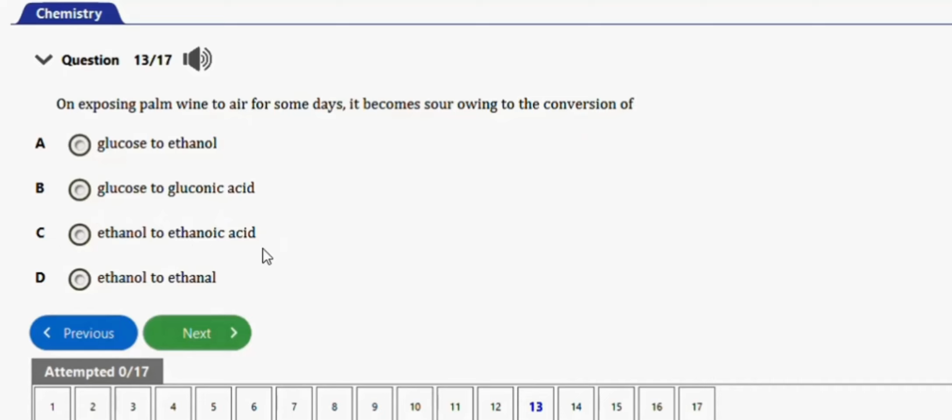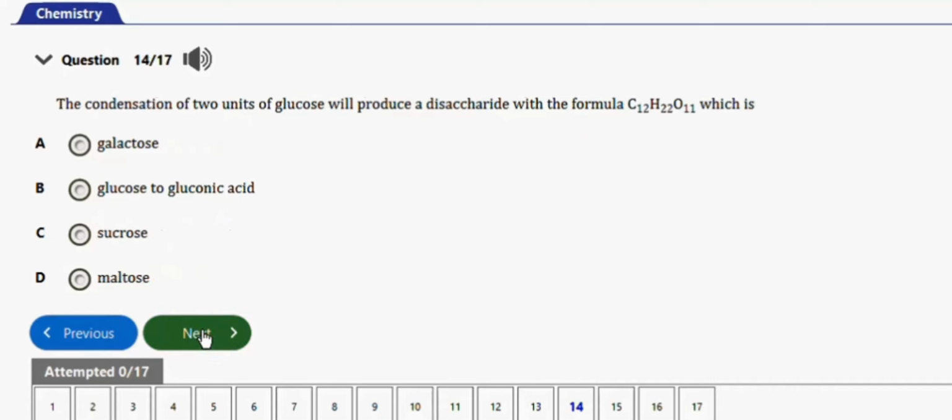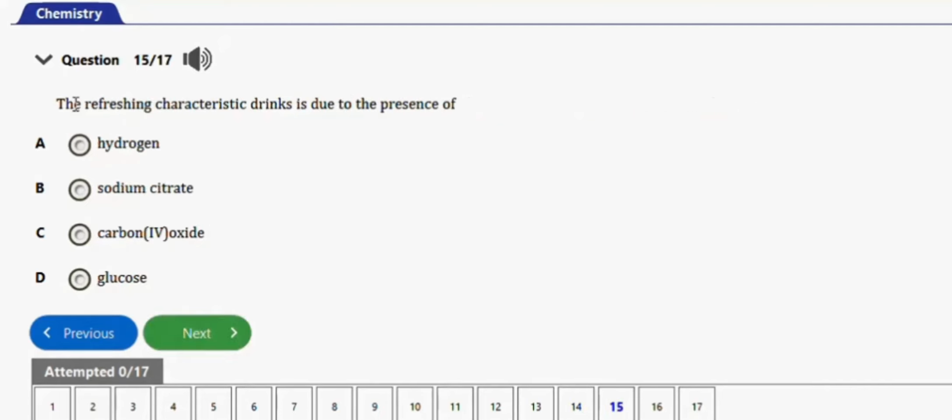The next simple question will be this one. It says the condensation of 2 units of glucose will produce a disaccharide with the formula, which is, so this shows that what we have here will be our maltose. Okay, option D. The next simple question will be this one. It says the refreshing characteristic of drinks is due to the presence of, so this is an obvious question, carbon dioxide. That's the right answer, option C.